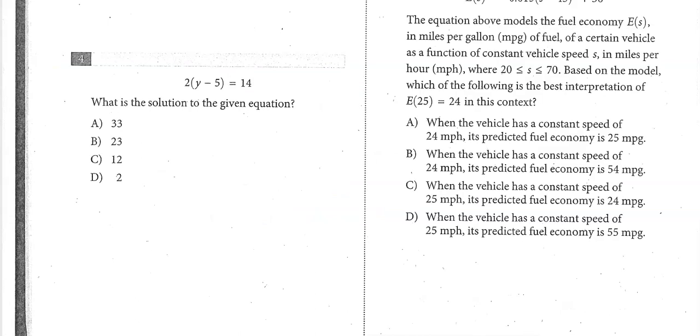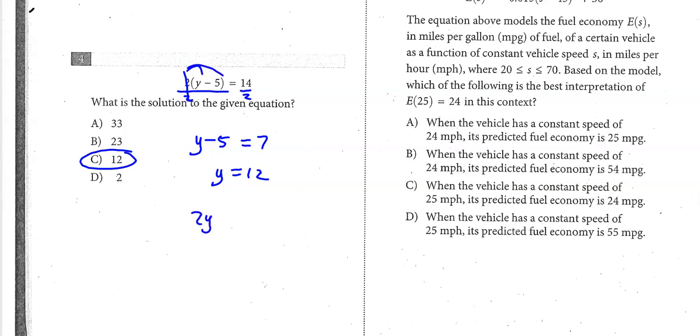All right, number 4 just looks like a straight up solve some algebra. What is the solution? You could just plug the numbers in if you're not very good at algebra. For me, the easiest way would be divide both sides by 2, and I'll get y minus 5 equals 7, add 5 to both sides, and I get y equals 12. You also could have distributed, did 2y minus 10 is 14, add 10 to both sides, and divide, and you also get y equals 12. So a few different options there.